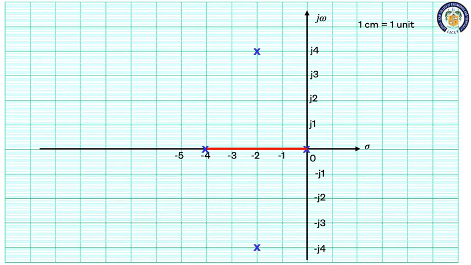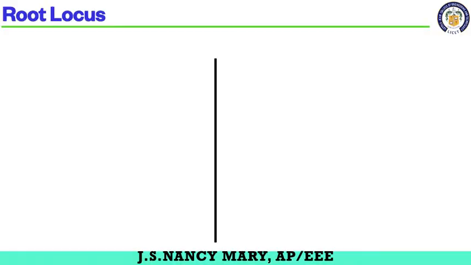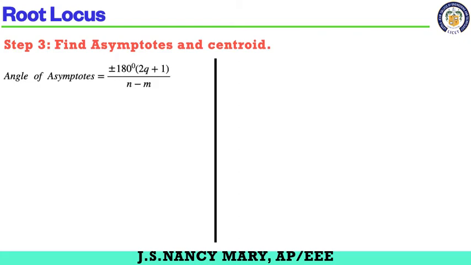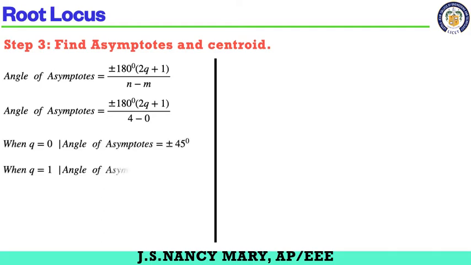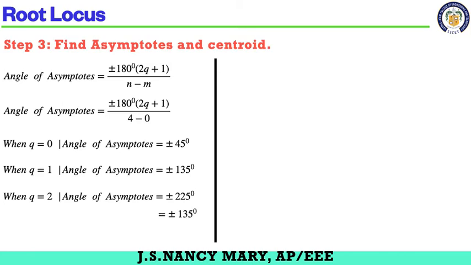Now we will move on to the third step, the angle of asymptotes and centroid. For the angle of asymptotes, this is the formula, where n is the number of poles and m is the number of zeros. As there is no zero, I take m as 0. Q is equal to 0, 1, 2, 3 and so on. First make Q equal to 0 and find the angle, then Q equal to 1, and Q equal to 2. Now plus or minus 225 degrees is actually equal to 135 degrees, because subtracting 360 you get 135. The repetition of the angles has started, so you can stop here.